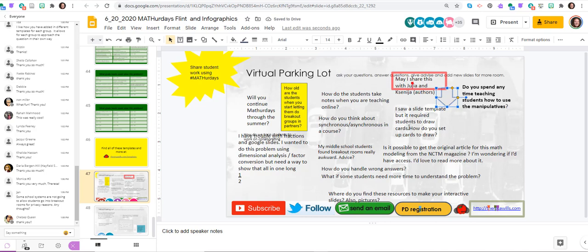I saw a slide template, but required students to draw cards. How do you set up cards to draw? I am working on this video right now. I started out, before I was a teacher, in computer science, and I was always perplexed with the weird way that computers have random number generators. Really, they're not random number generators. They are some kind of programmed pattern that people put in to seem more random. So I've created a bunch of card decks that are not random at all, but I tried to make them random. I sat there and rolled a real dice and got the numbers and then programmed the cards to come out in that order.